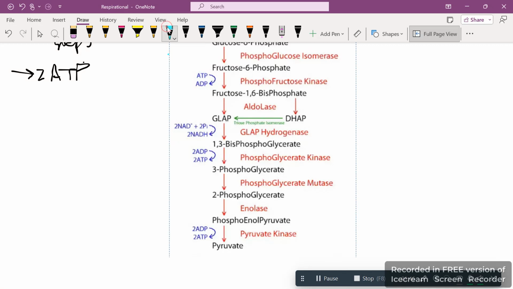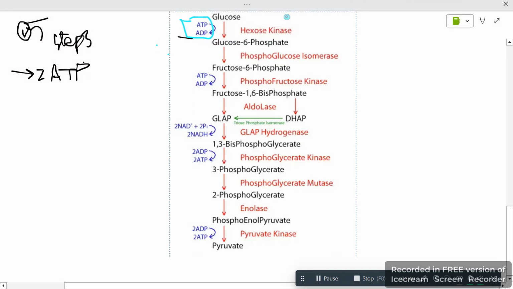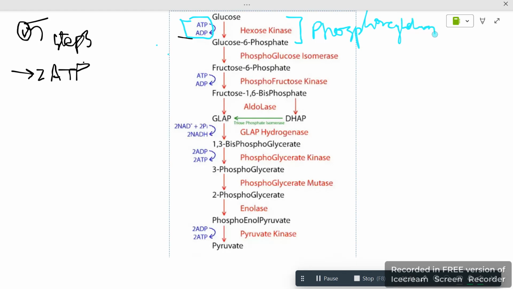So we have hexokinase, which is an enzyme, and the first step product is glucose 6 phosphate. Glucose cannot be counted, because glucose has been taken. We know glucose will break down to form a lot of things. So the first step is glucose, and it will make glucose 6 phosphate. The enzyme used here is hexokinase, and the first step of the preparatory phase is phosphorylation.